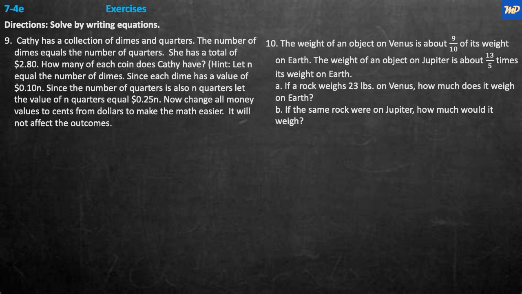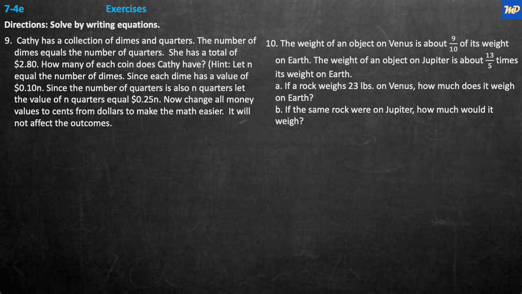Okay, moving on with problem number 9. Kathy has a collection of dimes and quarters. The number of dimes equals the number of quarters. She has a total of $2.80. How many of each coin does she have? They're giving us a little hint. Let N equal the number of dimes, and since dimes are 10 cents, it's going to be 0.1N, the worth of the dimes she has.